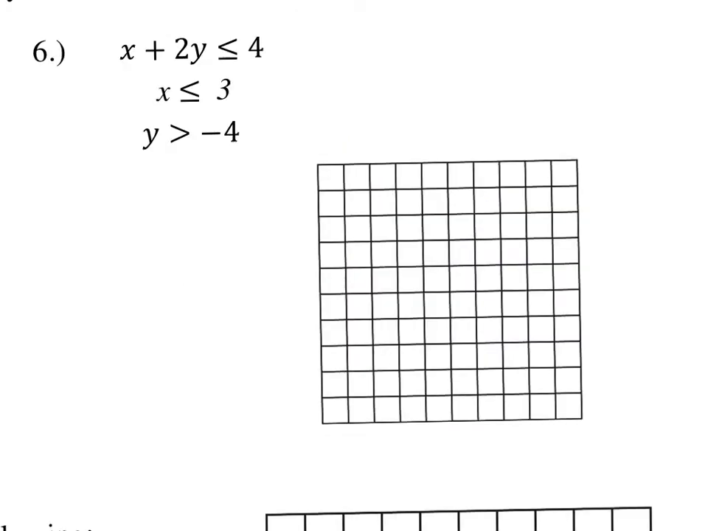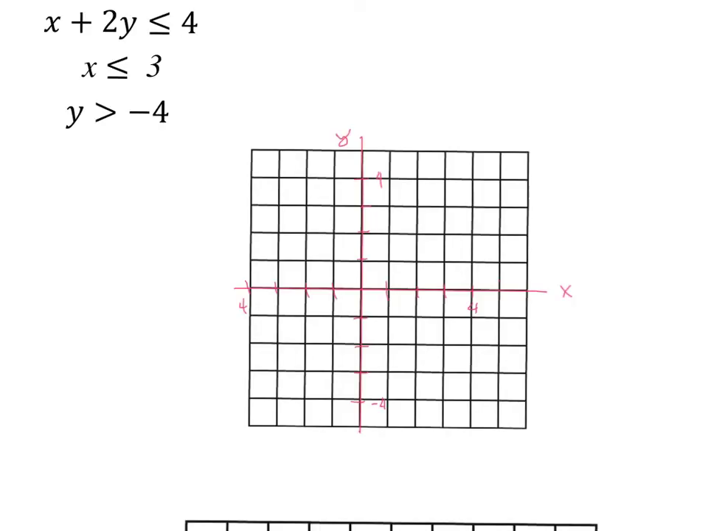Alright, let's take a look at number 6. Number 6, I have 3 lines. I have one for the top where I have x plus 2y is less than or equal to 4, x is less than or equal to 3, and y is greater than or equal to negative 4. Whatever satisfies all 3 lines, that's the solution. So that's the region that we're going to shade. So let's start by making our x and y-axis.